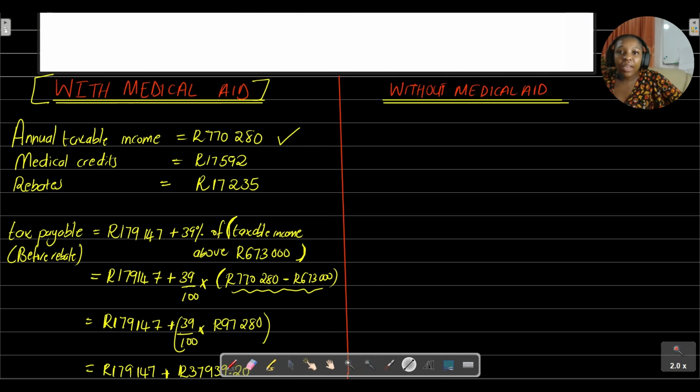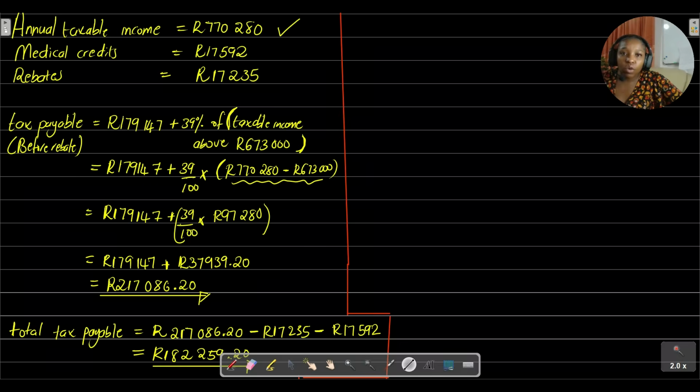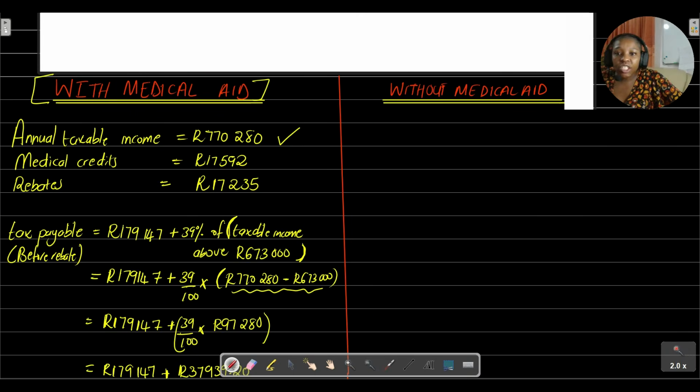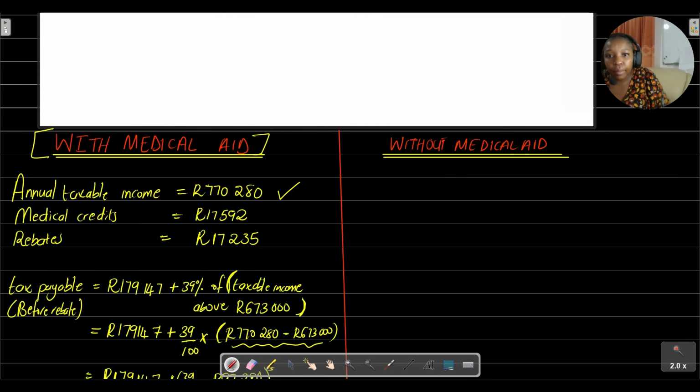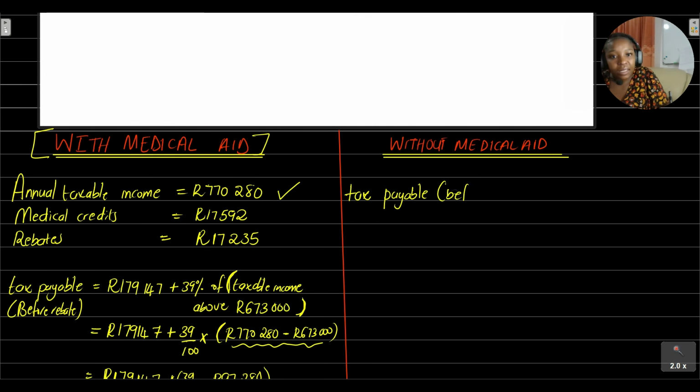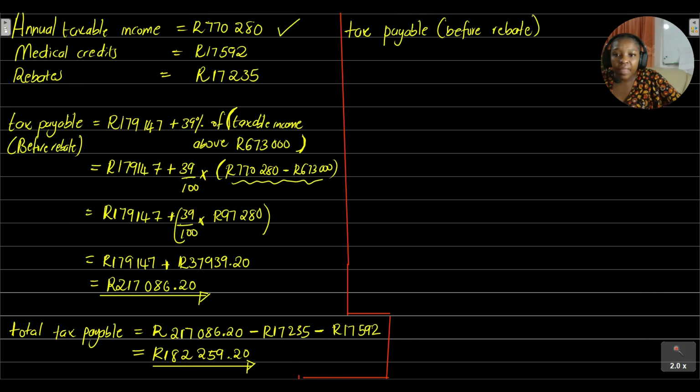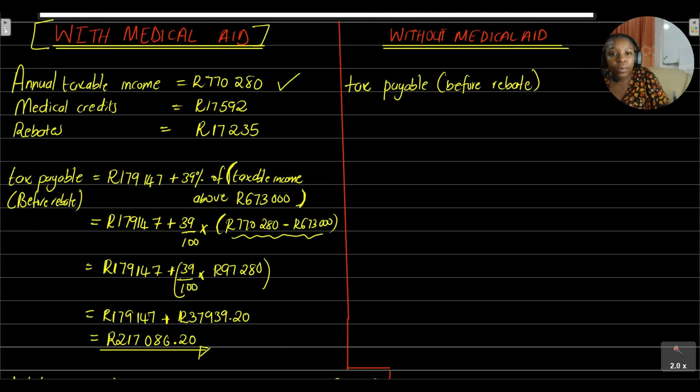Okay, they said now, if he does not have medical aid, how much does Mr. Parker pay towards his tax? So here, the tax payable before the rebate is still the same. We just know that the tax payable before rebate is still that amount of 217,086.20.